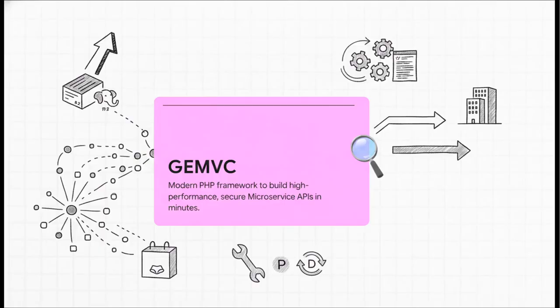So, requiring PHP 8.2 or higher, GEMVC isn't just your standard framework. What's really fascinating here is its dual nature. You can actually drop it in as a standalone library if you need to modernize a legacy project, or you can use it as a complete end-to-end framework for something entirely new. When you pair that flexibility with Composer and Docker, you've got secure microservice APIs up and running in literal minutes.